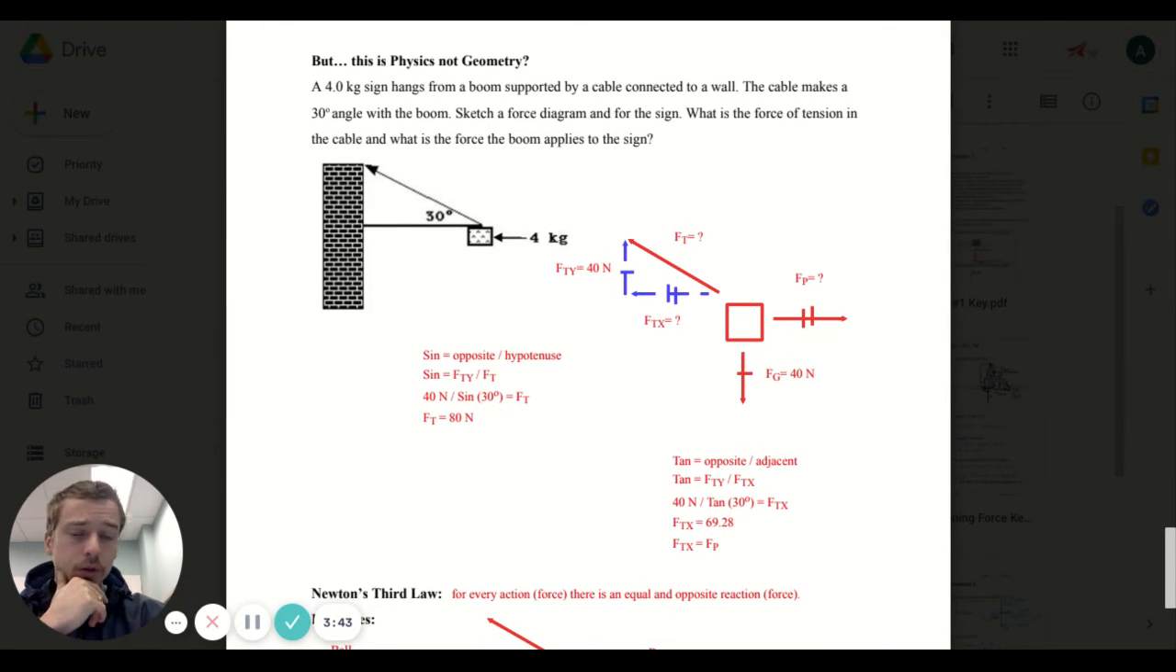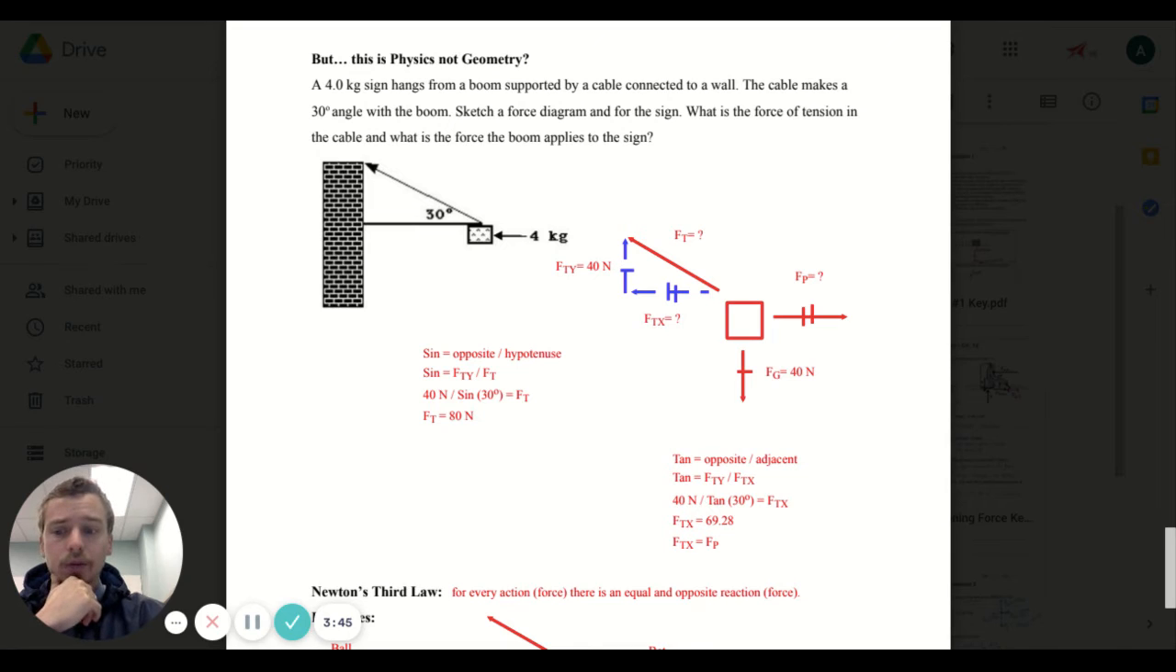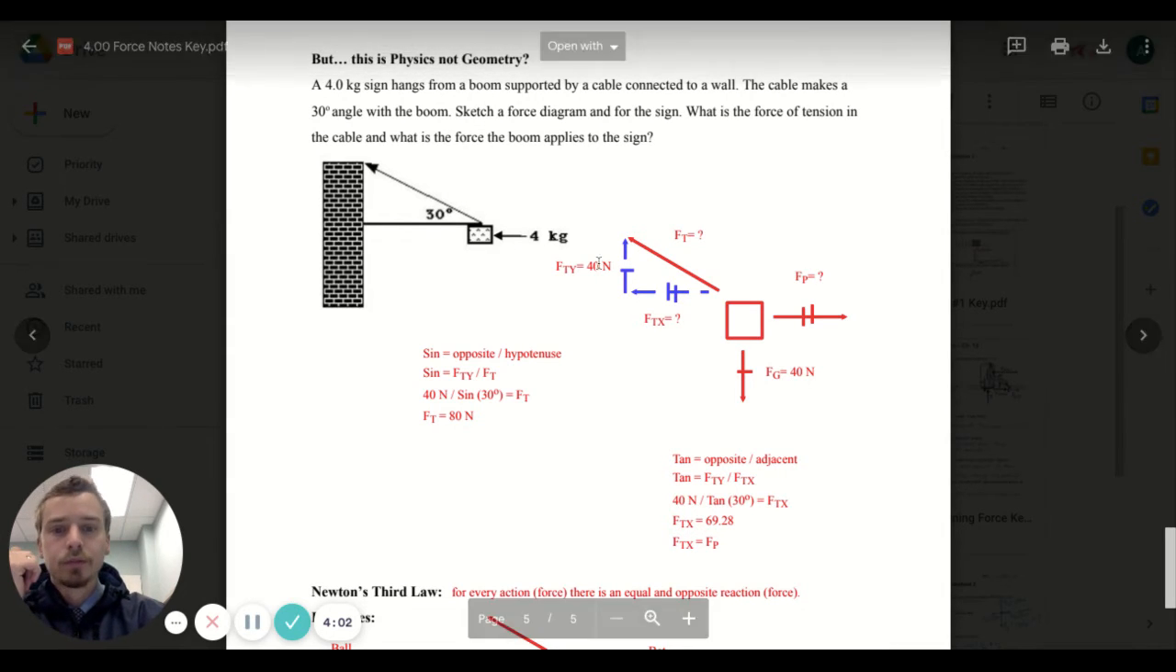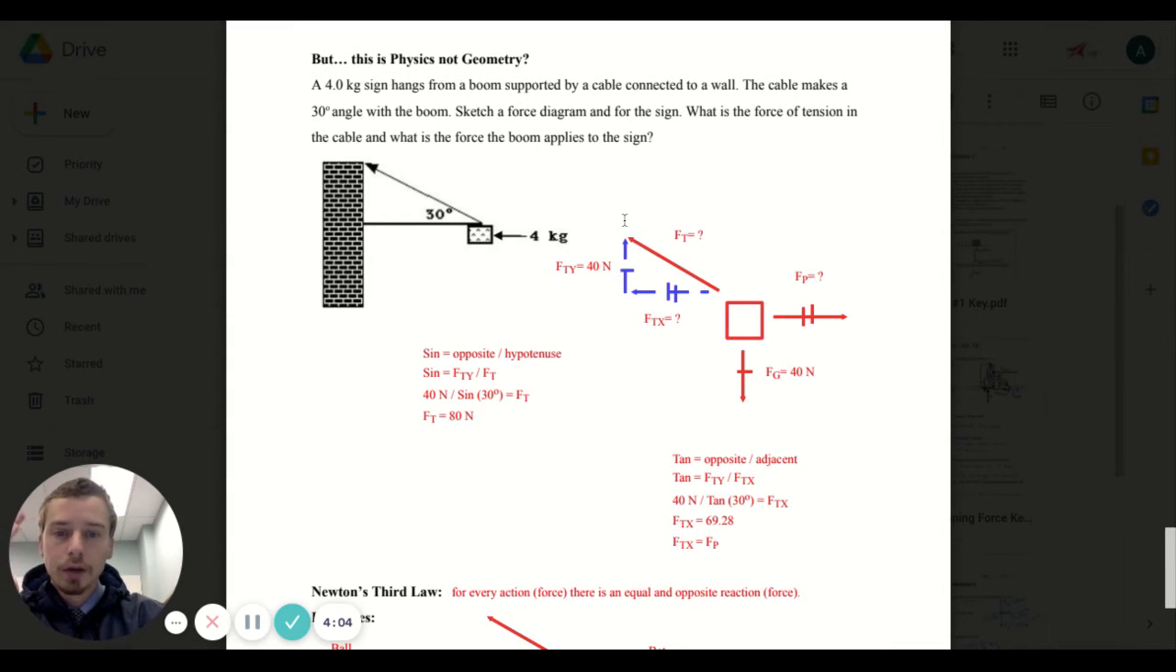So there are a couple different approaches that we can have to this. The first thing that I can easily do is if I know the force of gravity, that immediately tells me that my force tension in the y direction is also that, right? Because we just talked about how those should be equal. So if it's a 4-kilogram sign, I know that the force gravity is 40. Therefore, my force tension going in the y direction is 40 newtons.